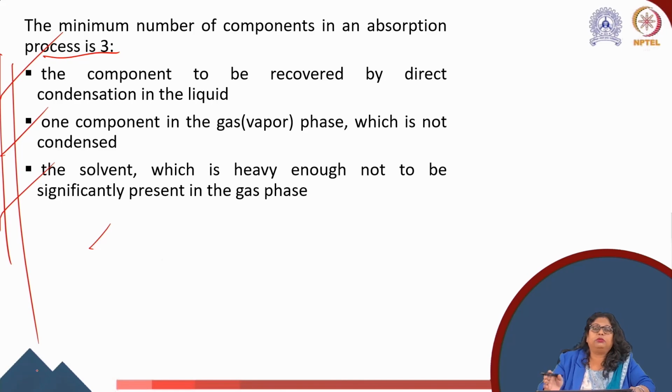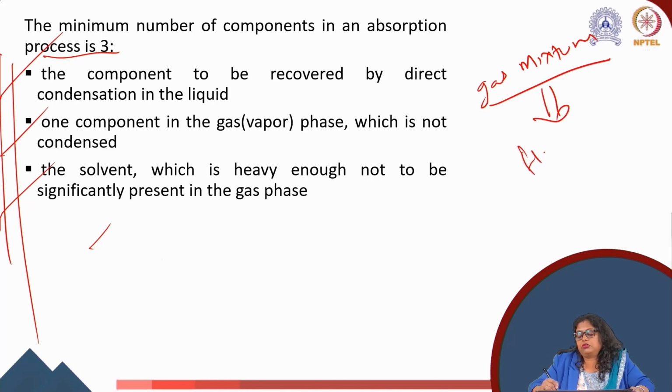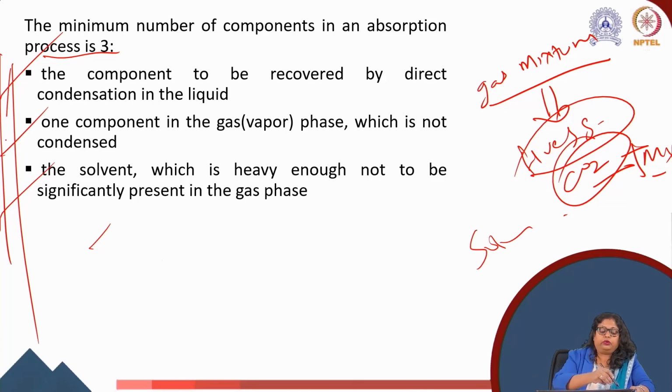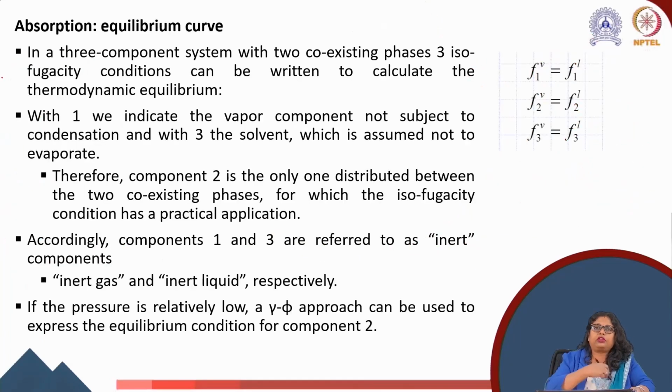So this should be the minimum 3 components we require. If you do have a gas mixture, we can understand this with an example. We have a gas mixture, flue gases we are taking. We have CO2, the component which we require to be removed. So one is CO2, then the other component which will be present in the flue gas, N2, and then the solvent. So this is what we require.